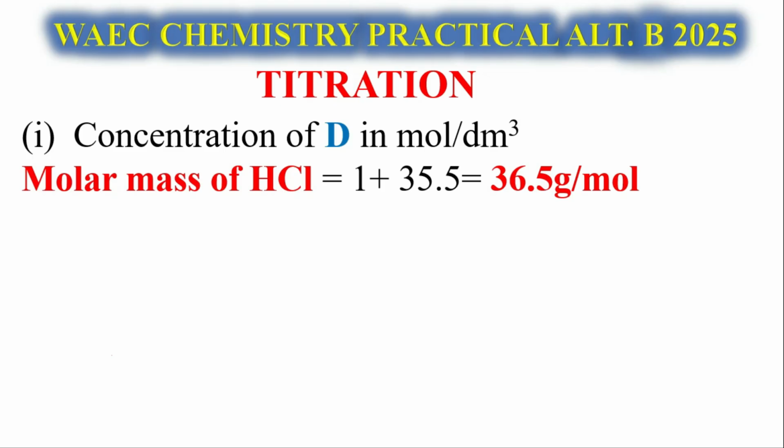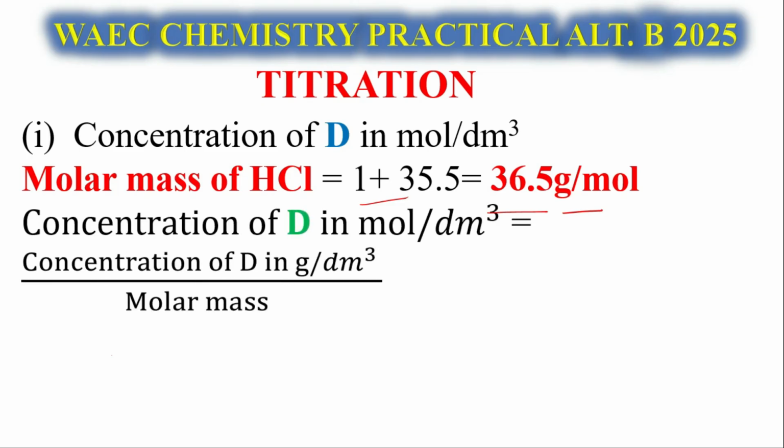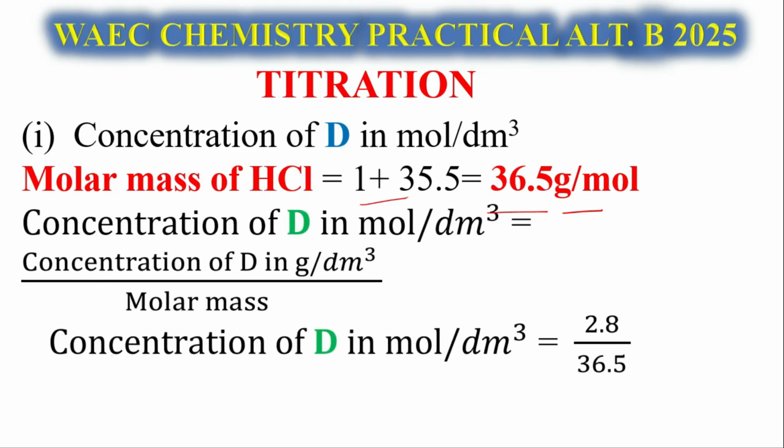All right, concentration of D in mole per dm³. Calculate the molar mass first, which is 36.5. By now, you should have memorized the molar mass of HCl, and you have memorized the unit to be gram per mole. So let's use the formula: mole per dm³ equals gram per dm³ over molar mass. So 2.8 is already in gram per dm³, that's why I'm using it, divided by 36.5. So finally, I have 0.0767 as the mole per dm³ of my acid.